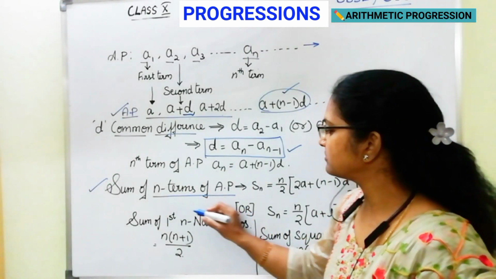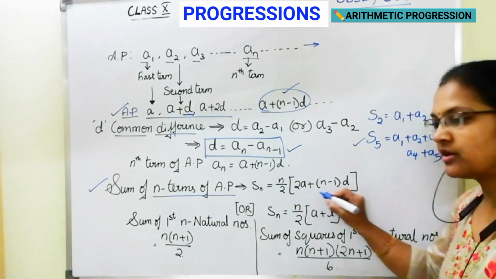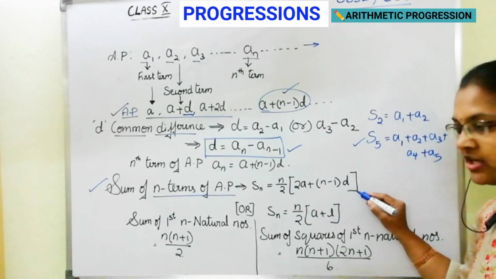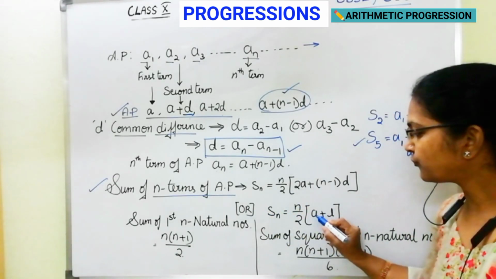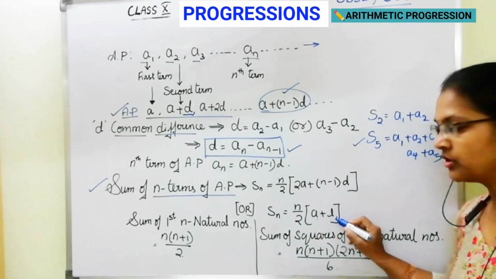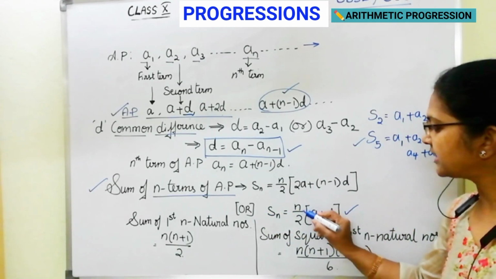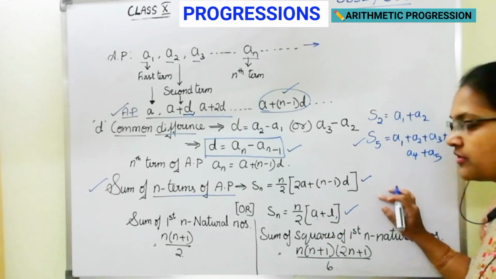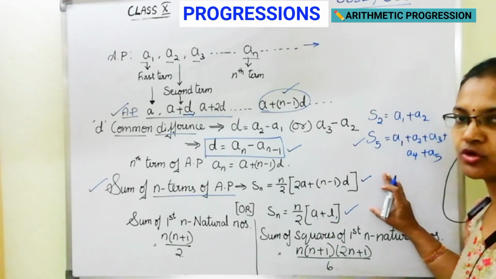So for the sum of terms, 2 important formulae we can remember. Sn is equal to n by 2 into 2A plus n minus 1 into D. Or if you know the first term and the last term, you can go for the second formula, that is n by 2 into A plus L. The most important formula for finding the sum of terms of an AP.